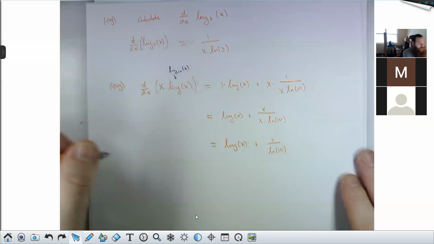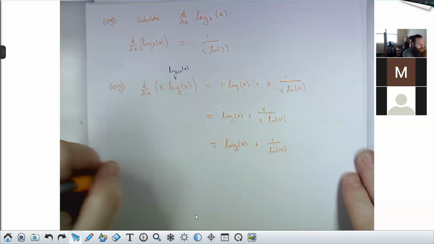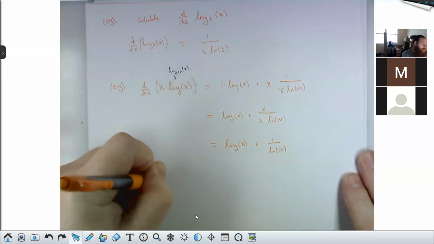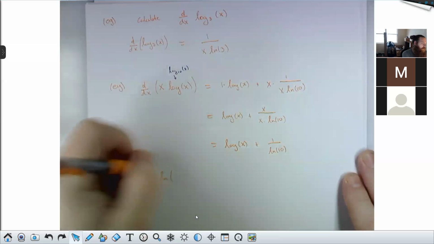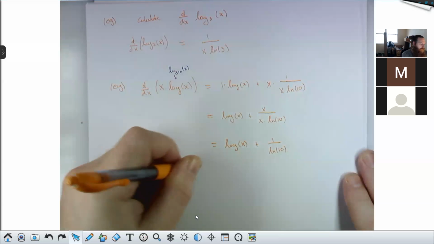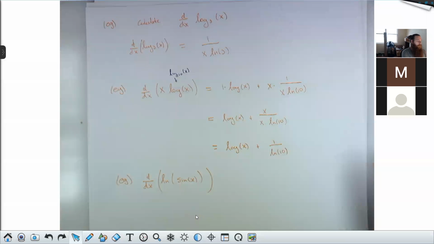So the place this really gets fun is when we start interacting with the chain rule. That was the thing I had written on the previous page. I'll just continue it here. What if I wanted to find d/dx of the natural log of sine x? Of course, this is a chain rule thing.